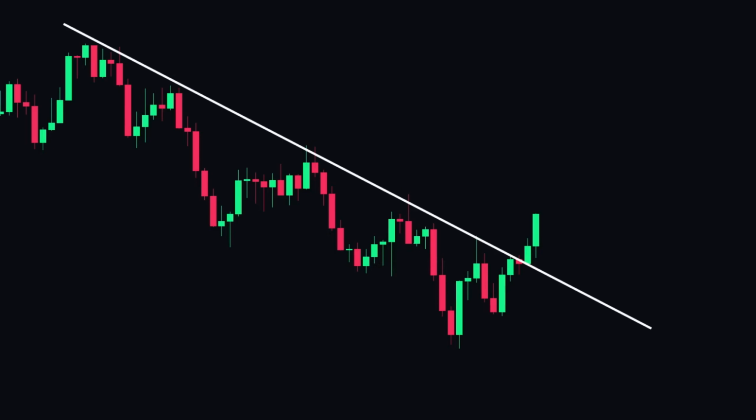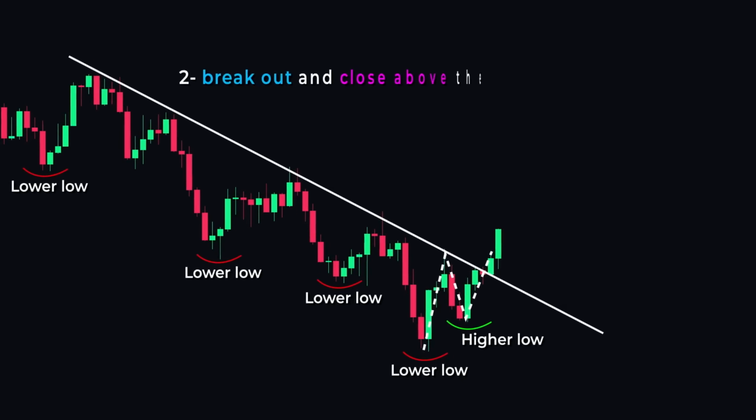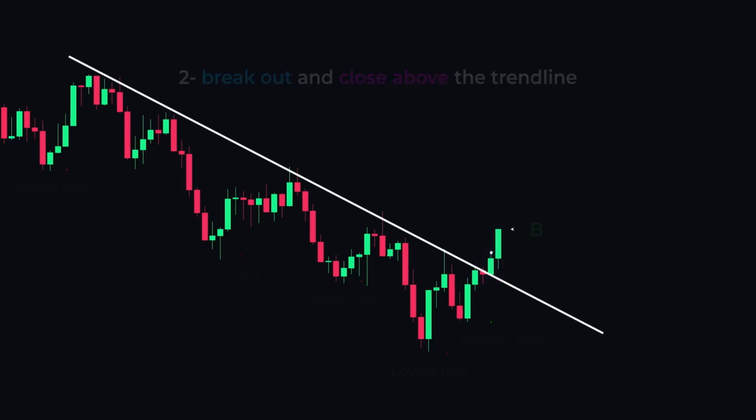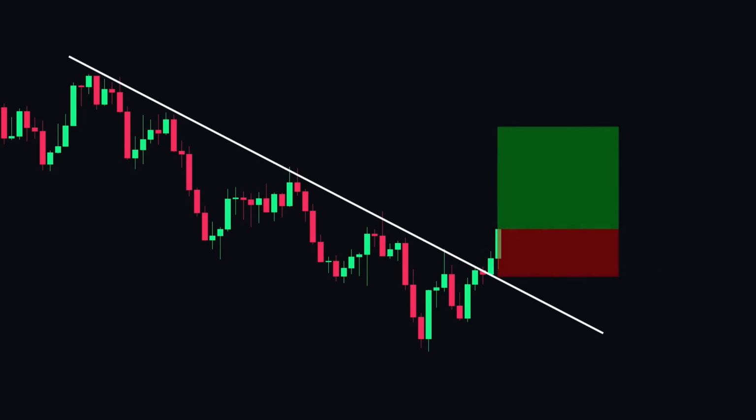So to recap, first we want to see the existing trend getting weaker. In this case, price shifts from a lower low structure to a higher low structure. We wait for price to break out and close well above the trend line. Once these signals are confirmed, we take a buy position. For the stop loss, place it slightly below the trend line and set a take profit at 2 times the stop loss size. And as you can see, price went up and hits our take profit target.